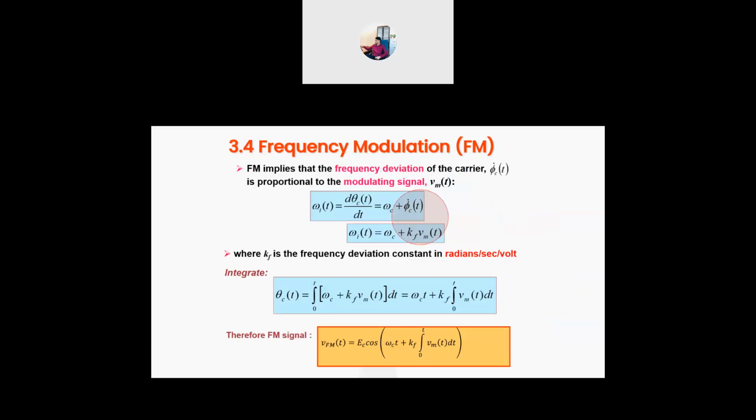Next, we go to frequency modulation. FM implies the frequency deviation. Just now it was phase deviation, right? Now this is the frequency deviation of the carrier, which is proportional to the modulating signal Vm(t).